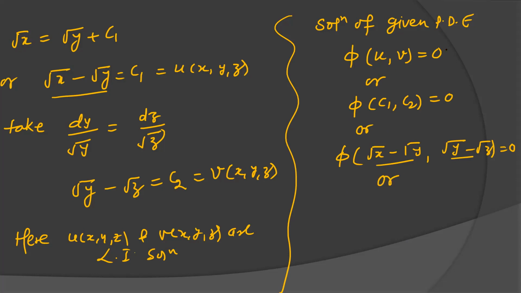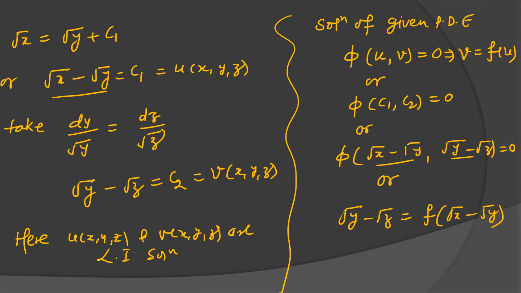You can also write in this form. I told you, if you have phi u comma v equal to 0, you can write v equal to some function of u. I told you in lecture 1. So if you want, you can also write root y minus root z equal to some function of root x minus root y. So there are many ways to write the solution of this PDE. Now the question is, why are we not taking the third proportion? What will happen?